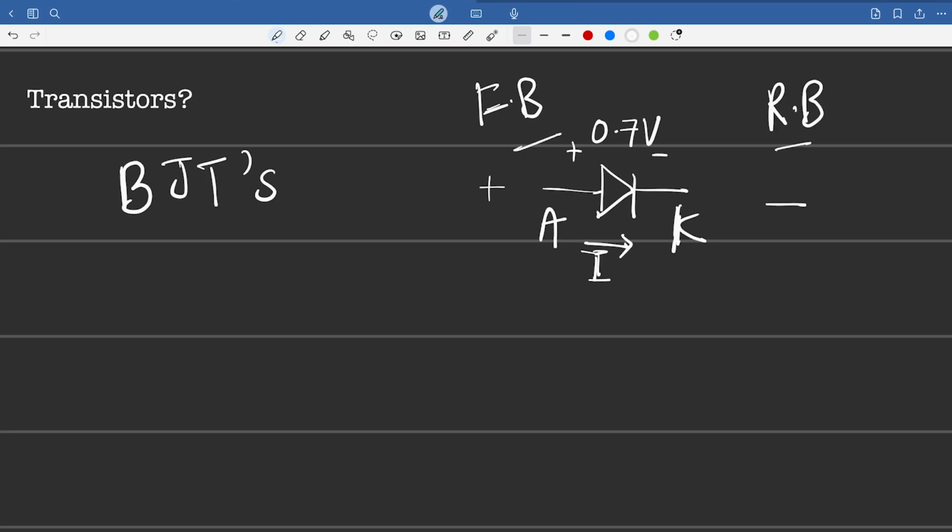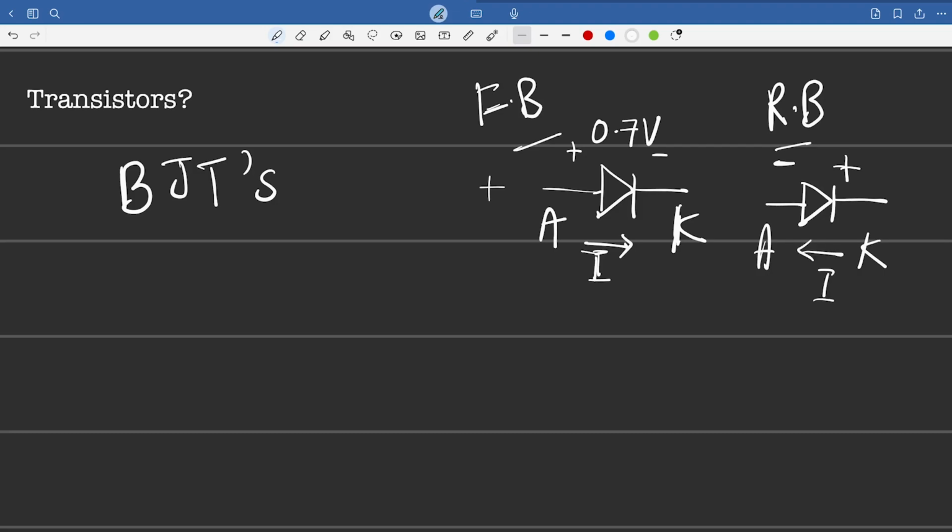In this, we have the same diode. This is anode, this is cathode, but polarity is negative. So this will basically act as an open switch, unless there's a very high reverse voltage being applied over here. Then yes, sometimes it kind of works, but let's just consider it not to work.